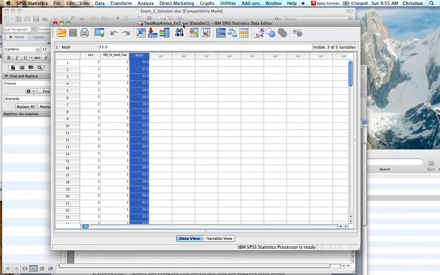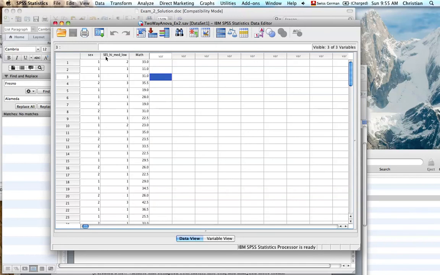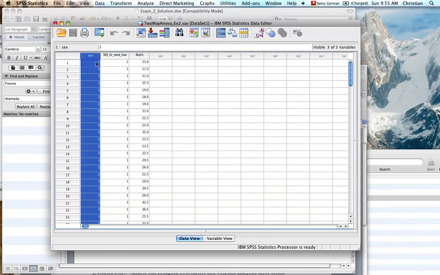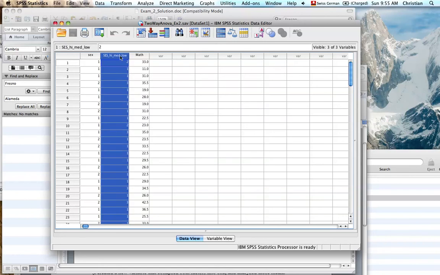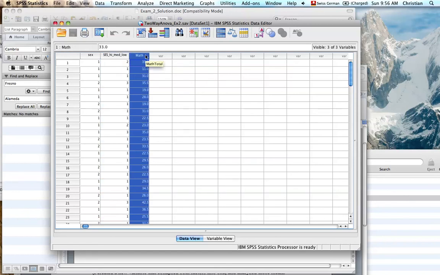Hi, this is a video to show how to do a two-way ANOVA in SPSS. We have two factors: sex with two levels, male and female, and the second factor is parental educational background with three levels, high, medium, low, and a dependent variable for math test. So we want to see, does the level of math test depend on the gender of the student and on the background of the parents, the education level of the parents.